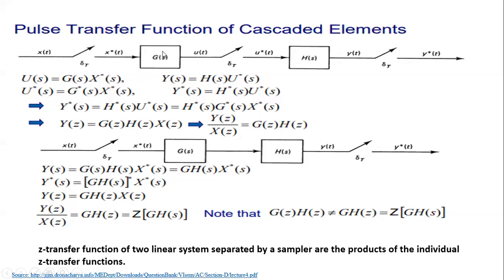Now here we start. This is one system that we have, G of S, and then you have one more block. So if you are trying to cascade these blocks using a sampler in between, what will happen? And you are trying to cascade these two blocks without a sampler in between. So these are some of the cases. We will see the properties of the star function and then we will again come down to these slides so that it will be very clear.